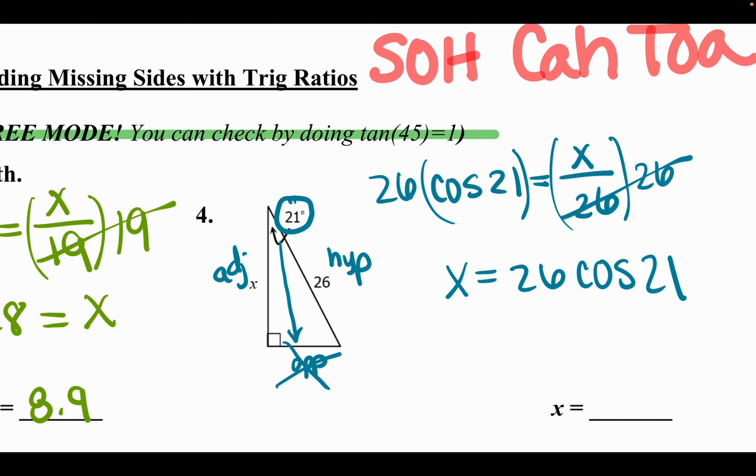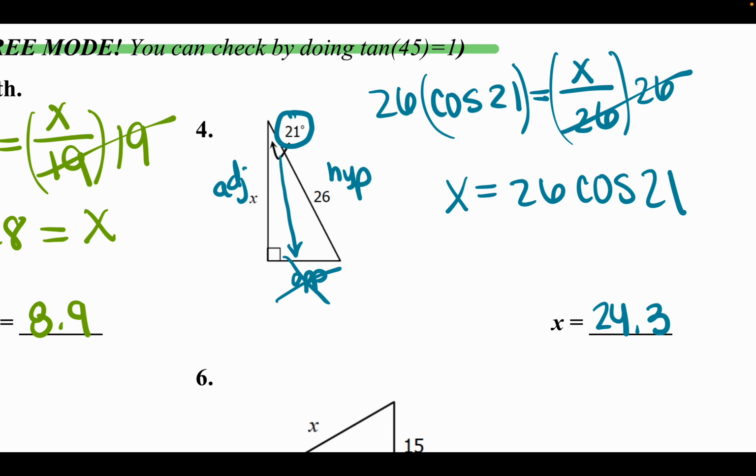Type that in your calculator exactly the way it's written. 26 times cosine 21. So when you enter that in, you get 24.3. Now, if you're not getting the right answers, again, make sure your calculator says degree mode. Most of your calculators come standard in degree mode, but sometimes it can get hit on accident in your backpack, whatever. So just make sure it's in correctly.